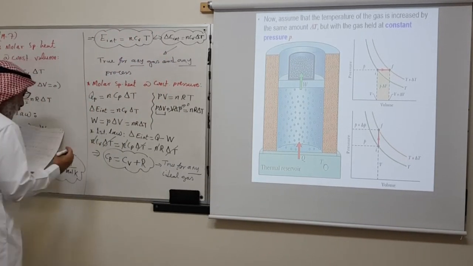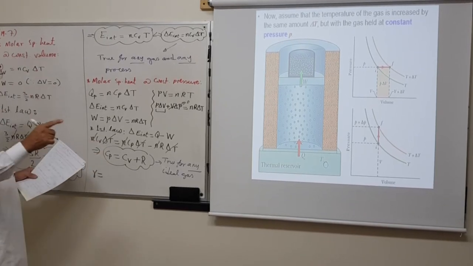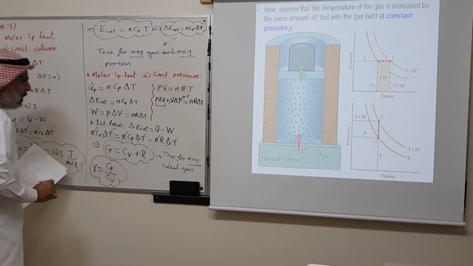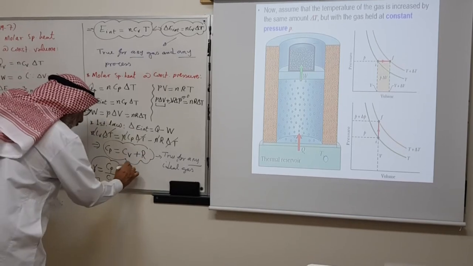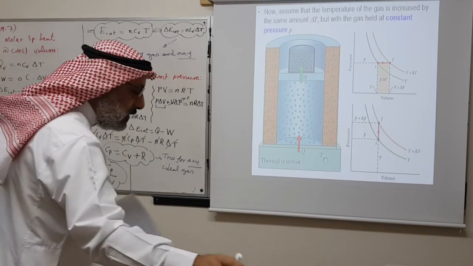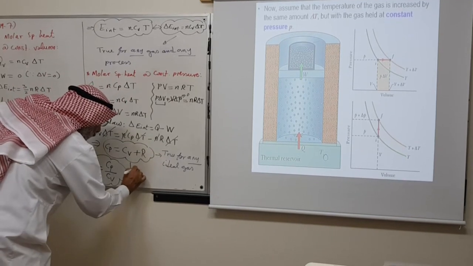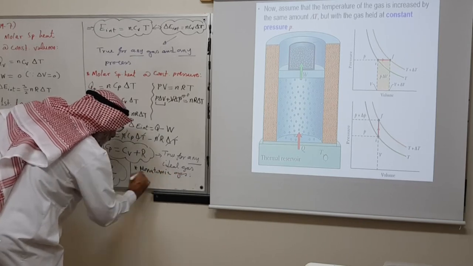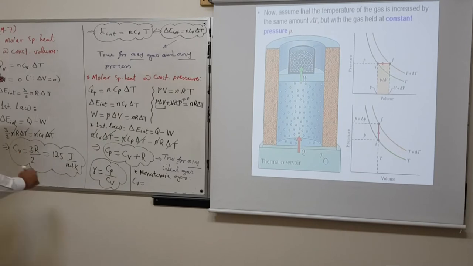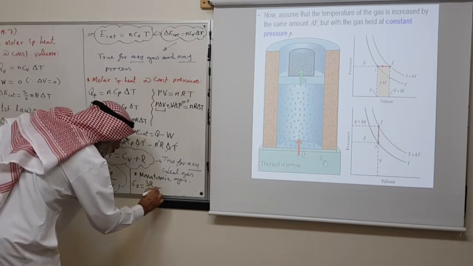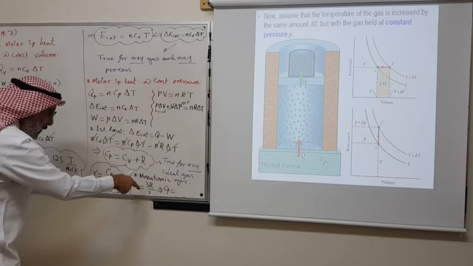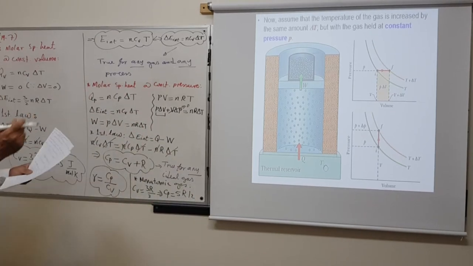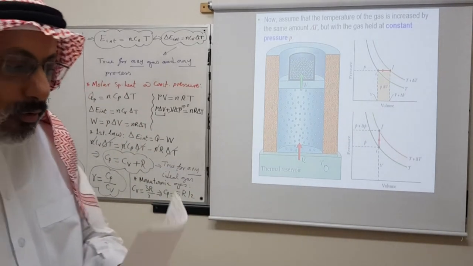Called gamma, and gamma is the ratio of CP over CV. As you can see, let's just do it as a special case for a monoatomic gas. What is CV? We found it. CV is 3R over 2. So CP is R plus this, that would be 5R over 2. And I think this would be 20.8 for the monoatomic gas.